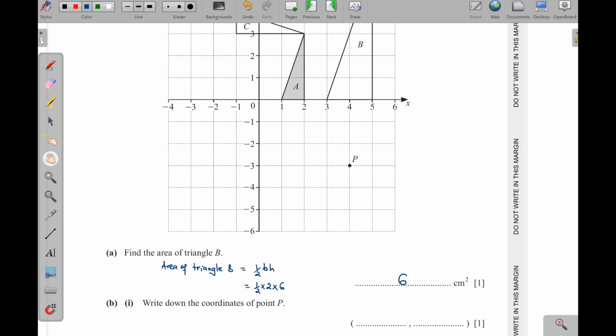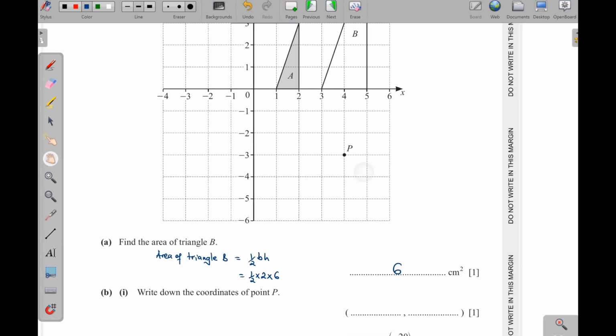The next, write down the coordinates of point P. Look at the x coordinate first, that is a 4. Then the y coordinate is a -3. So we have 4 and then -3.